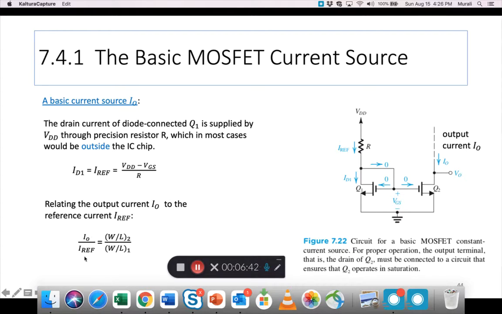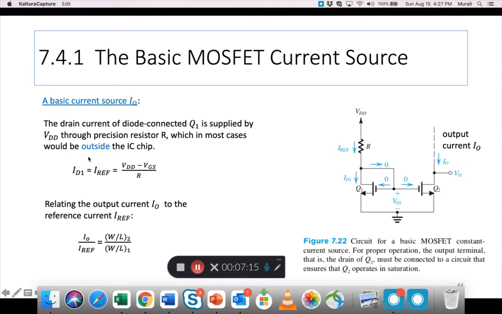The output current over the reference current is the aspect ratio, or W by L ratio, of 2 divided by 1. Make sure you understand: this is a bit like our transformer turns ratio, changing currents and voltages from the primary to the secondary. Same idea: the output current divided by the input or reference current is W by L of 2 over W by L of 1. And some of this derivation is in your textbook.